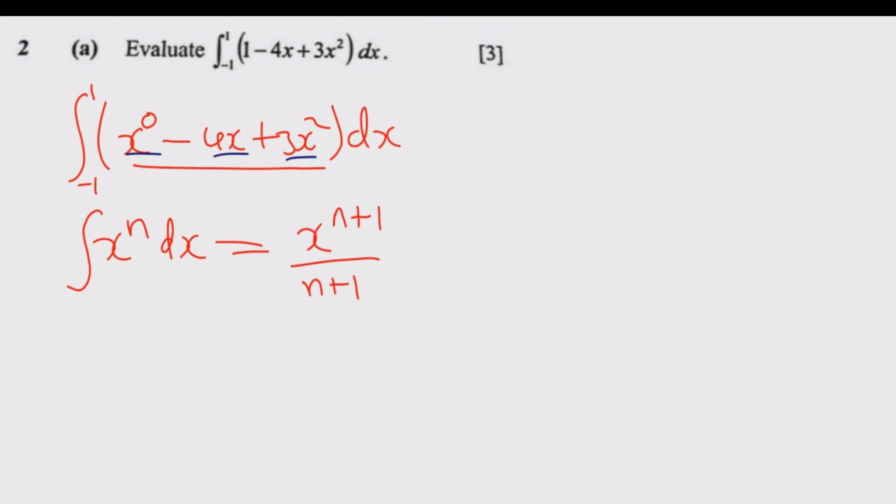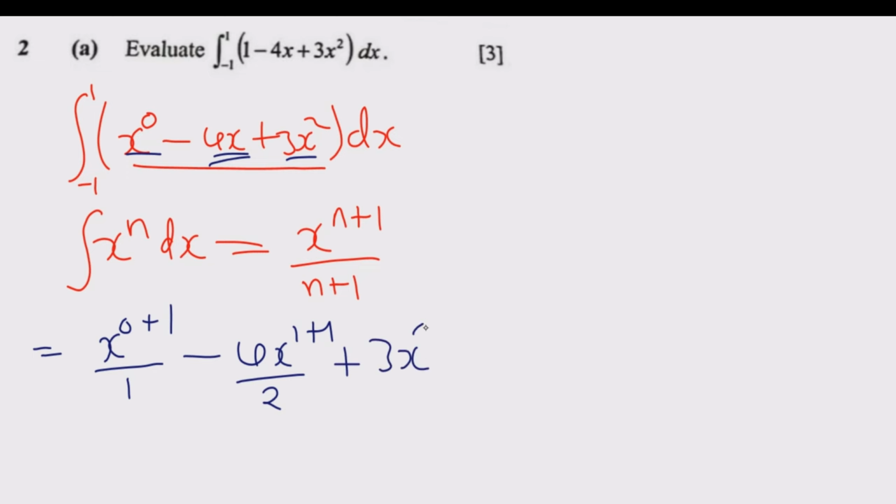So let us integrate. The first part will be x to the power 0 plus 1, which is 1, divided by 1. Then minus, we come to the 4. So it will be 4x, 1 plus 1, because x is the same as x to the power 1, over 2, which is the new power, then plus 3, x to the power 2 plus 1, which is 3, the new power is 3.